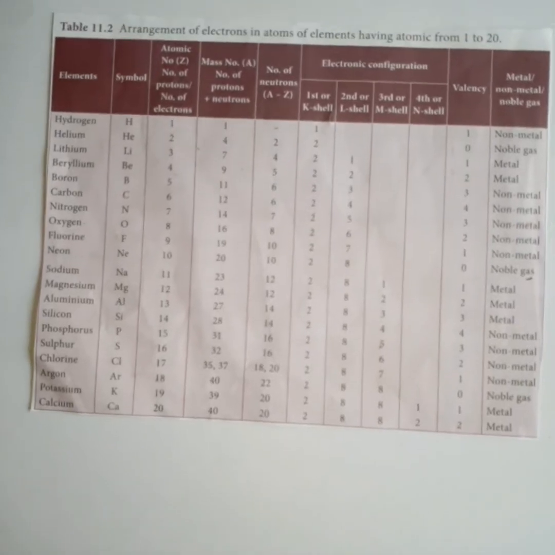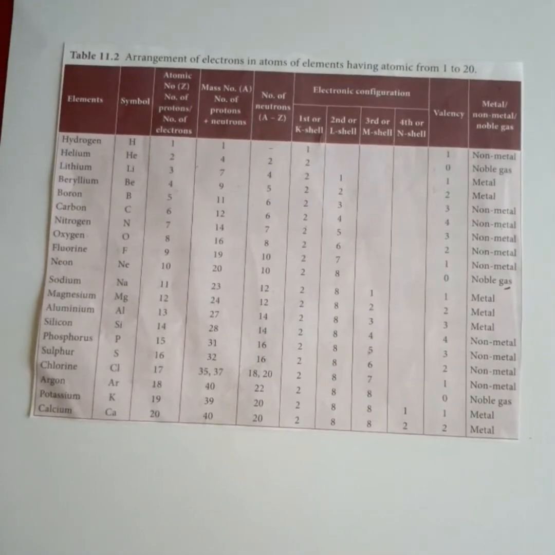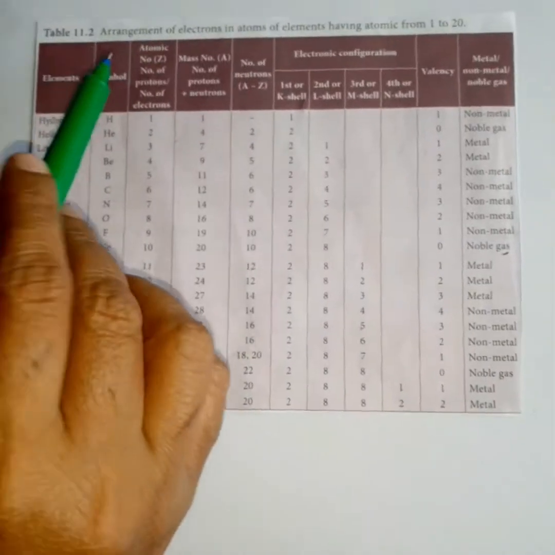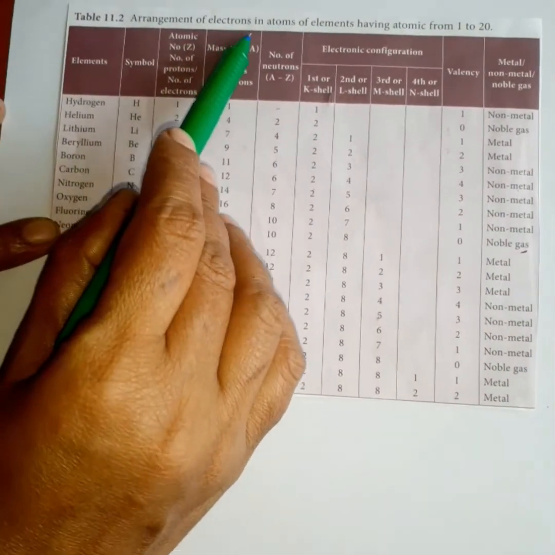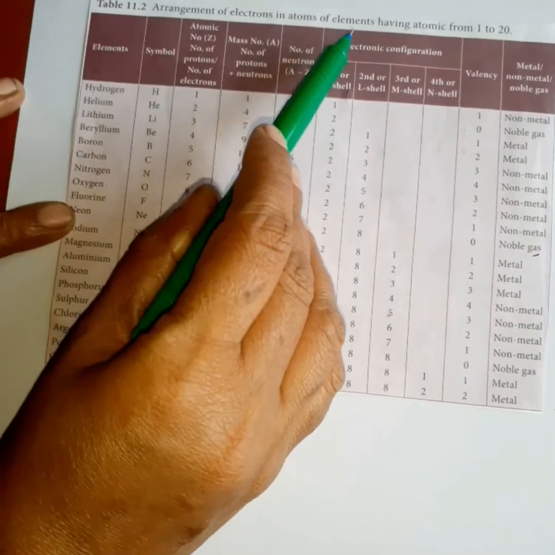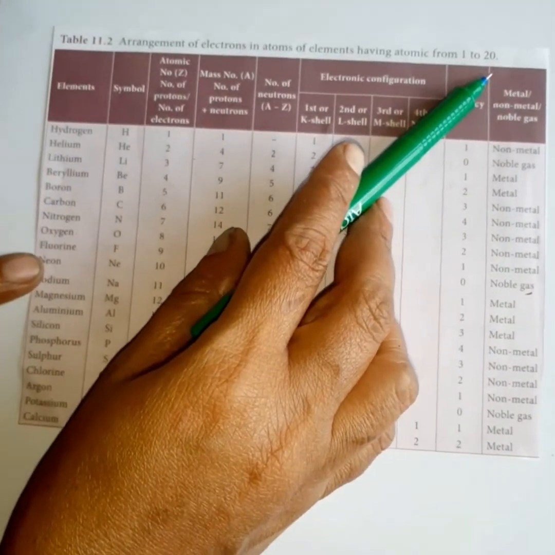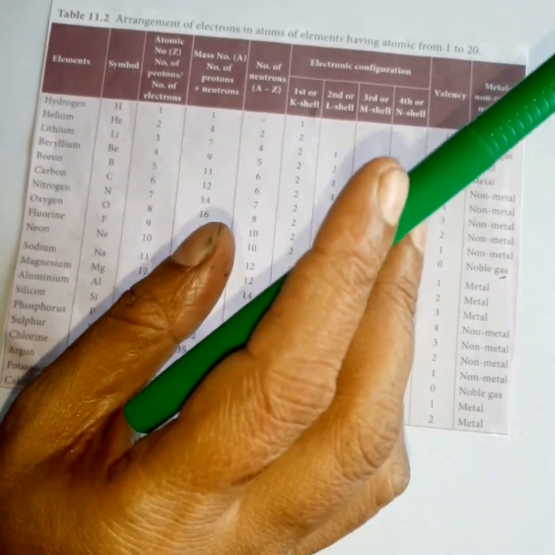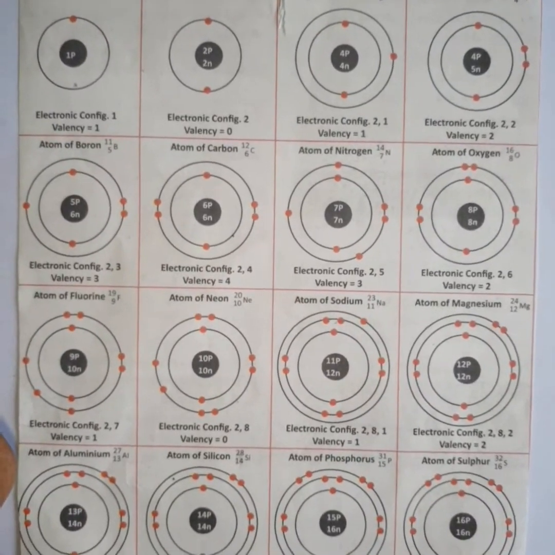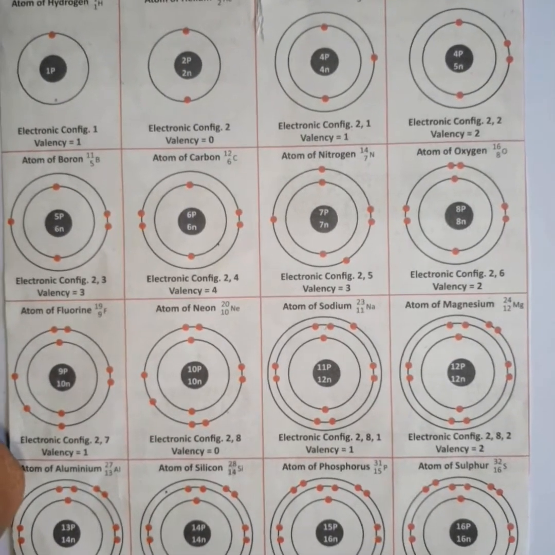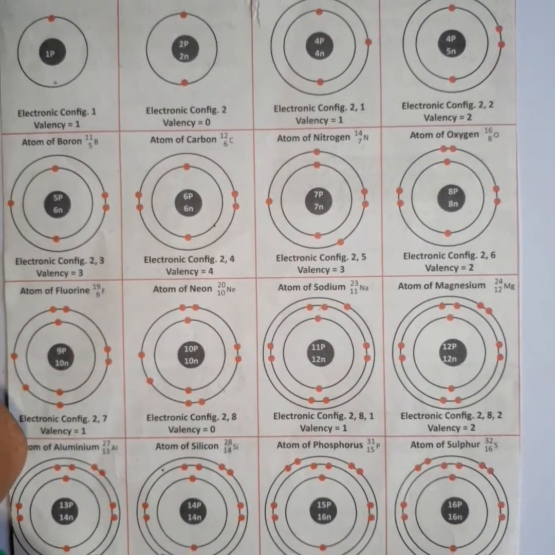Good morning, students. Today we are going to discuss the arrangement of electrons in atoms of elements having atomic numbers from 1 to 20. Last class we discussed the electronic configuration, how the electrons are distributed in the shells.